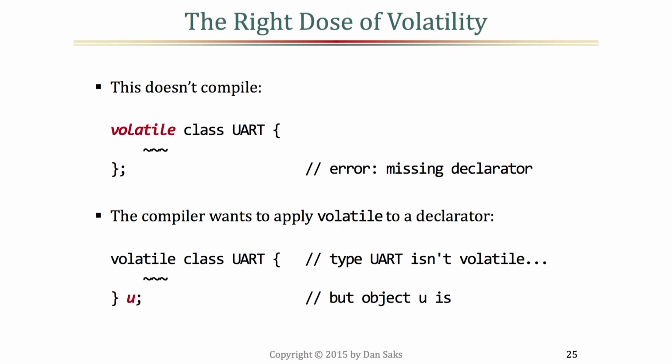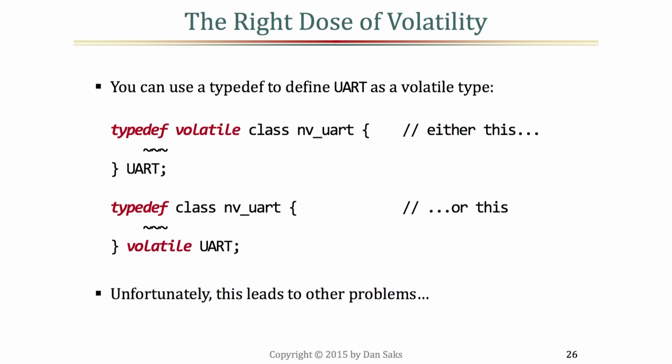This doesn't say that UART is volatile. What it says is that U is an object of type UART, which is volatile. The volatility only applies to that one, not to the type. So you could say, I know how to do it. I'll make UART a typedef. See, now the volatile applies to that. I've made it a typedef, and that works.